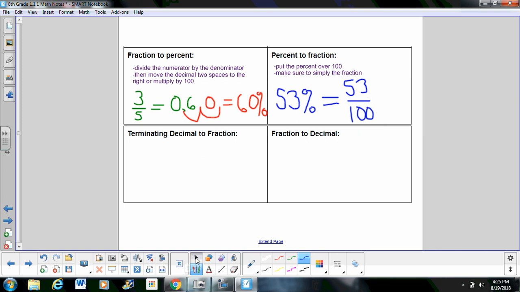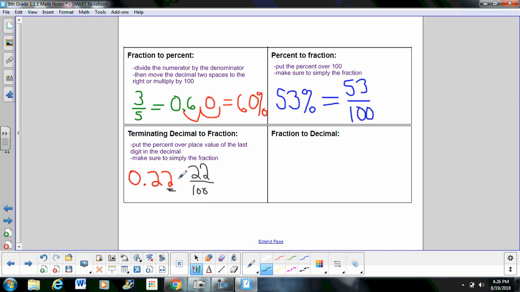The next one is to change a terminating decimal, so a decimal that ends, into a fraction, because there's a different process for if it's repeating. We put the number over the place value of the last digit in the decimal, and then we make sure to simplify. So say, for example, our decimal is 0.22. So we're looking at the decimal place that's right here. If you remember, this is the tenths place, this is the hundredths place. So we're going to put the number over 100 because it's in the hundredths place. So we would do 22 over 100, which again, you could read it out loud. If you remember how to read the number, this would be named 22 hundredths. Fractions and decimals actually have the same name. And then we could simplify this. We can divide both the top and the bottom by 2 and reduce this to 11 over 50.